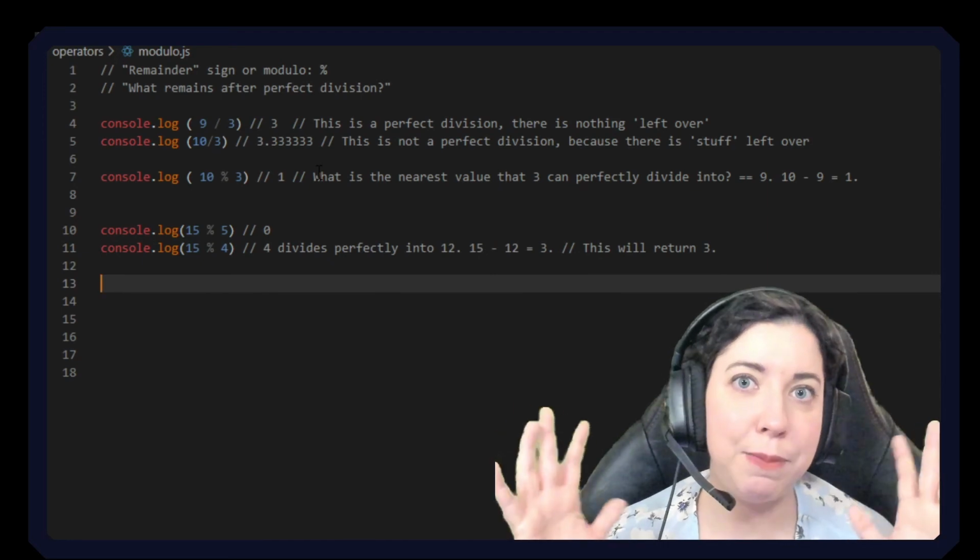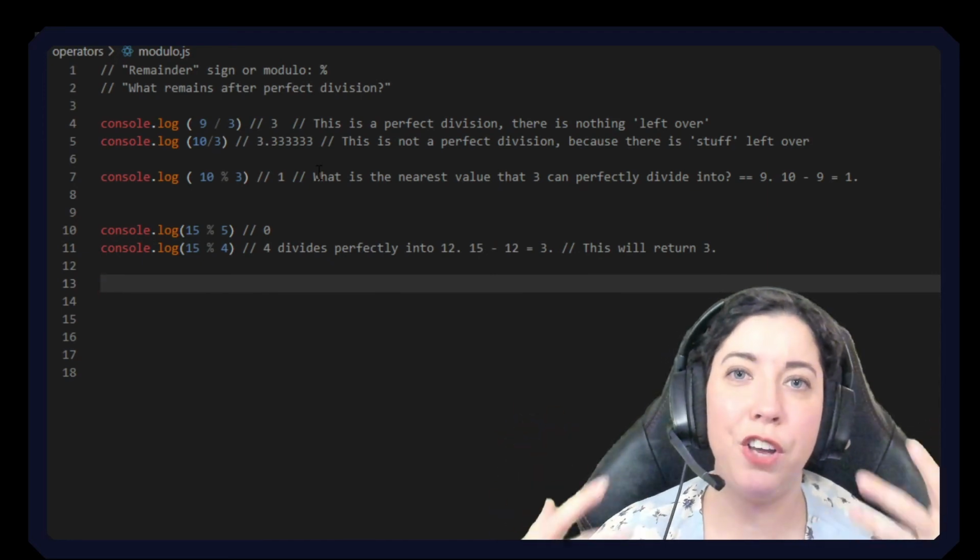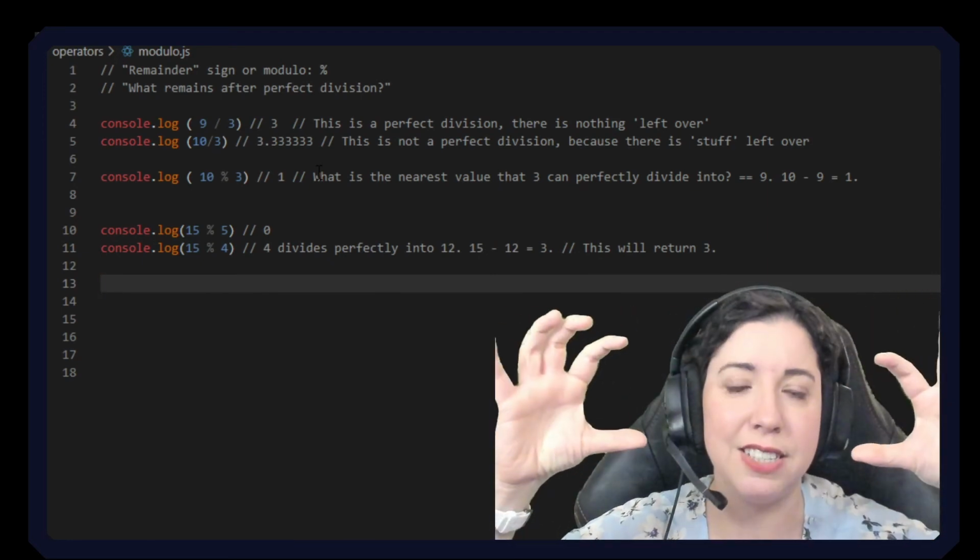Yeah, so that's basically what the modulo is. It does a perfect division, and then whatever is left over is the value it returns.